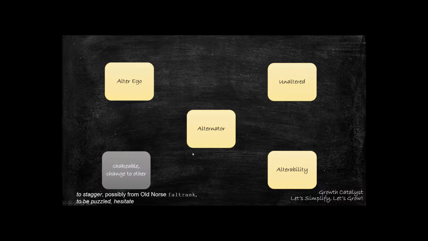Falter is essentially shakeable. That means it's not standing ground, like shaking, changeable, not really steadfast. So that's falter. And this also seems to have an old Norse root in it, falstrak, which means to be puzzled or to hesitate. Alterability, which means, definitely you got it right, changeability.